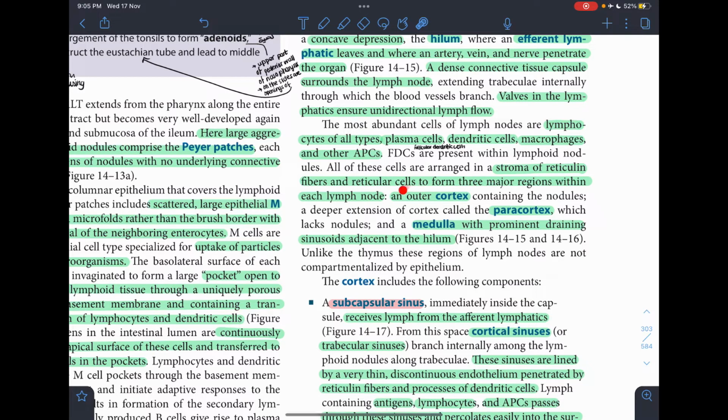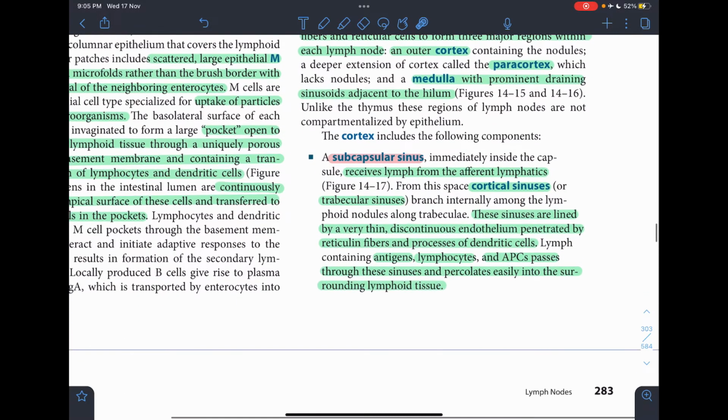So the outer cortex, the outer part, contains nodules. Pericortex does not contain nodules. And the pericortex is the deeper extension of the cortex. And finally we have the medulla with a prominent draining sinusoid that's adjacent to the hilum. Unlike the thymus, these regions of lymph nodes are not compartmentalized by the epithelium, and the cortex includes the following components.